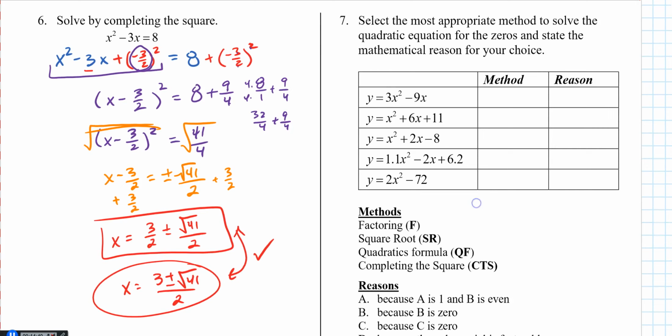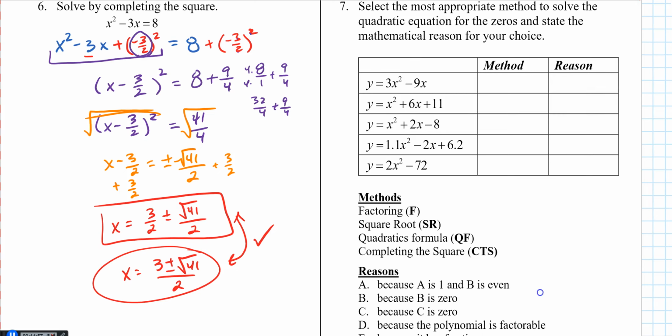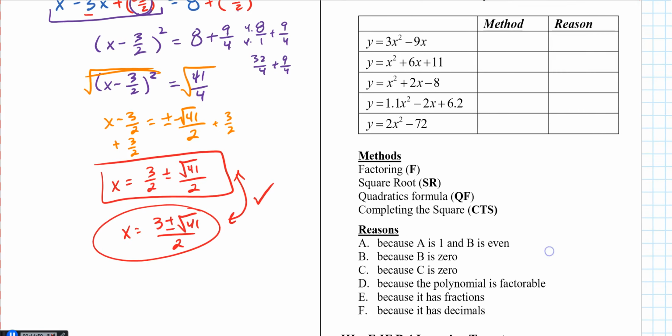Alright, moving on to number 7. It's going to look a little bit different on your test. It's just going to be given, it's the same type of question. You're going to be asked to pick a method and the reason for that method, but it's just going to be some blank space where you need to write in what your method was with an explanation. But on the review, I'm giving you the methods, I'm giving you the reasons, so you know what we're looking for. So for each of these problems, we're going to pick the appropriate method.